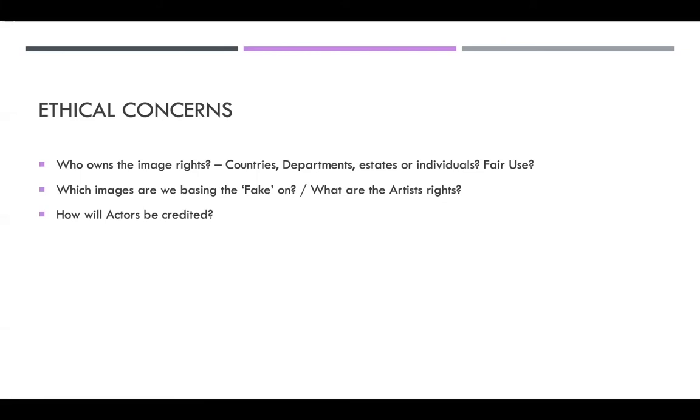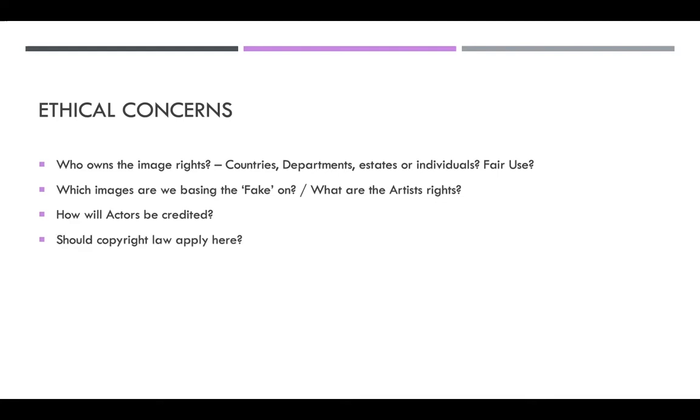How will actors be credited? I've shown you two examples today: someone who was credited, Guy Henry, and someone who wasn't, the person who played Audrey Hepburn. So how will actors be credited in this new revolution if deepfakes are going to be used in education or in edutainment purposes?